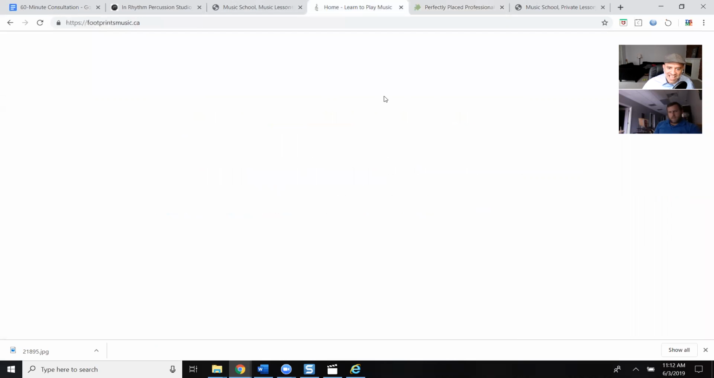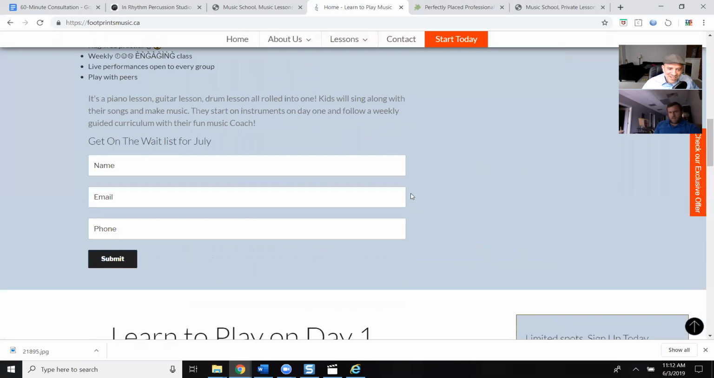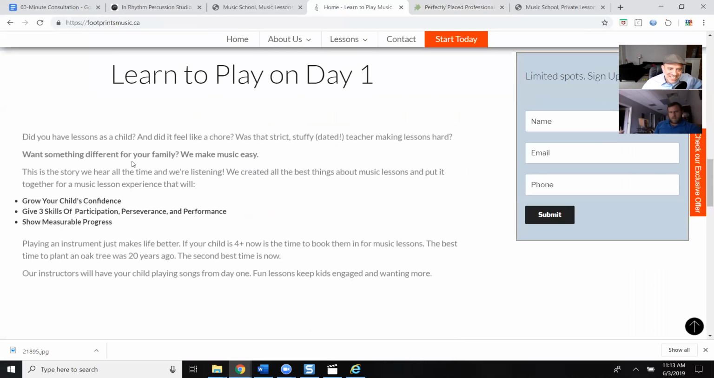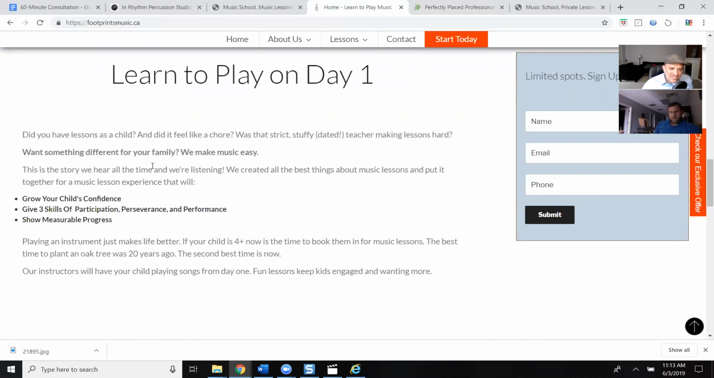Let's quickly look at how Alex writes. I like this. He says, "Did you have lessons as a child?" Sure, I did. "Did it feel like a chore?" It totally did. "Was that strict, stuffy teacher making lessons hard?" Yep, she totally was. "Want something different for your family?" Of course I do. "We make music easy." So he's coming out and saying, this is going to be easy. "This is a story we hear all the time, and we're listening."